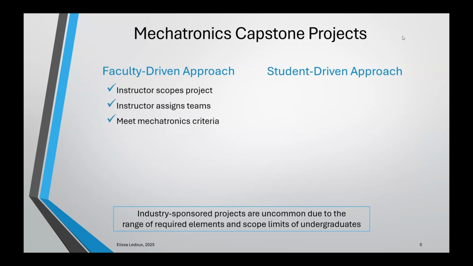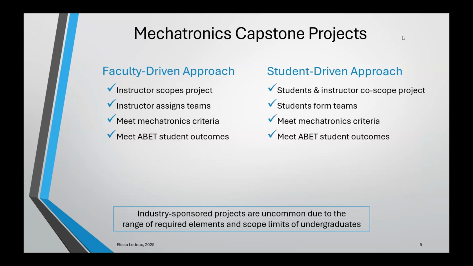The faculty-driven approach is where the instructor scopes the project and assigns students to teams with no input from the students. For the student-driven approach, the students form teams themselves, and the students and instructor scope the project together. Either way, the projects have to meet both the mechatronics criteria and the ABET student outcomes.